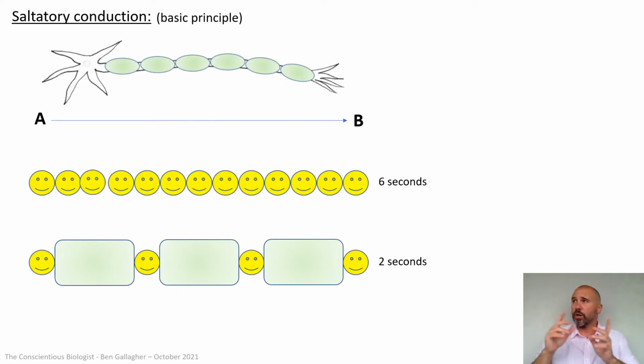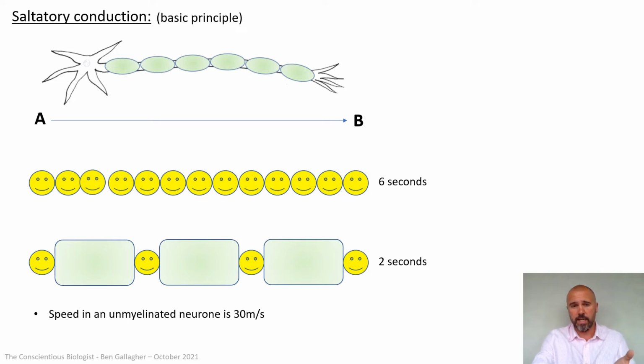Now, I've tried to time those as accurately as possible because in reality, the speed in an unmyelinated neuron, so that's the middle one there, is about 30 meters per second. Now that's still extremely fast.